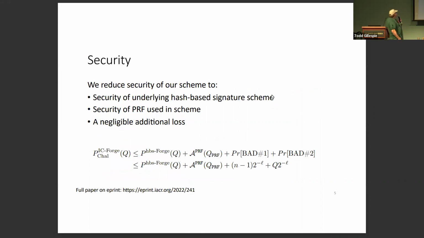In terms of security, we have a reduction proof. We reduce the security of our scheme to the security of the underlying hash-based signature scheme, and then also the security of our PRF. So if you can distinguish the PRF from a random function or forge signatures, those are in our bound. The full paper is on ePrint.